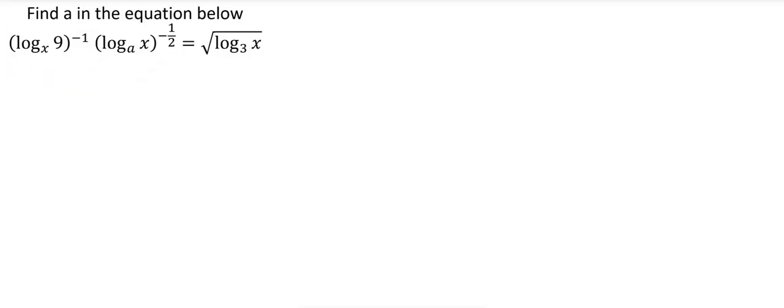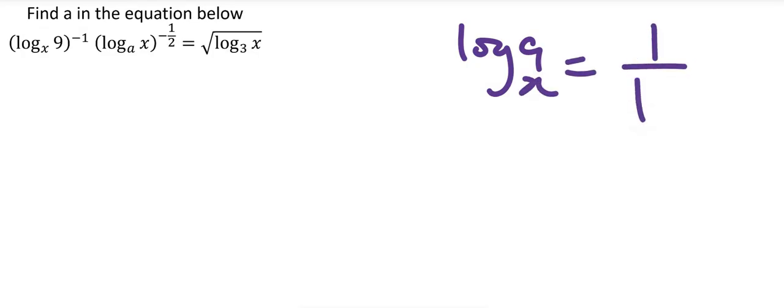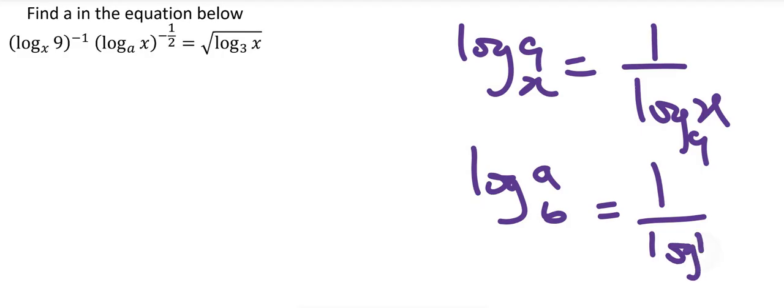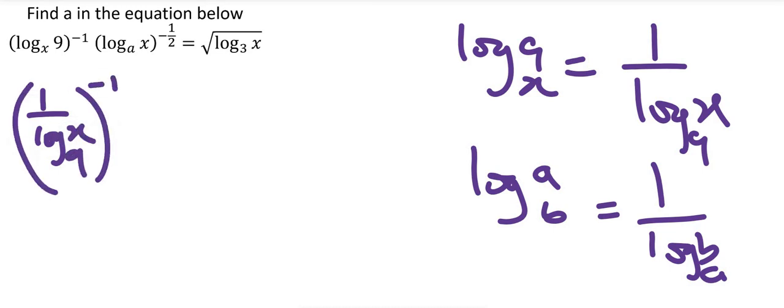Now, I'll start with the one with negative integer. This logarithm, log 9 base x, can be written as 1 over log x base 9. This is what we call change of base. If you remember the change of base law, it says log a base b is the same thing as 1 over log b base a. That's what we use for this first part of the question. So I have 1 over log x base 9 to the power of negative 1.